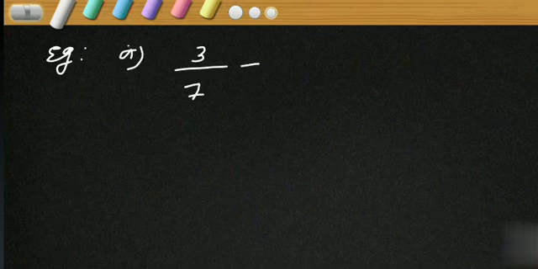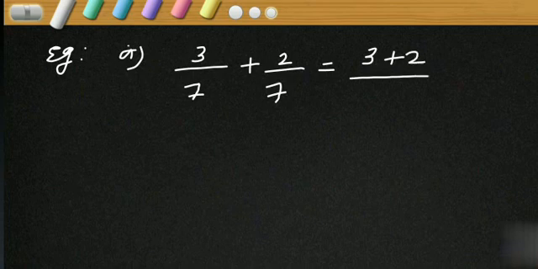3 by 7 plus 2 by 7. Here, of course, these two are like fractions. So, what do we have to do? Yes, just add the numerators. Which are the numerators? Yes, 3 and 2 are the numerators. So just add them. And what else? Yeah, write the denominator as it is.